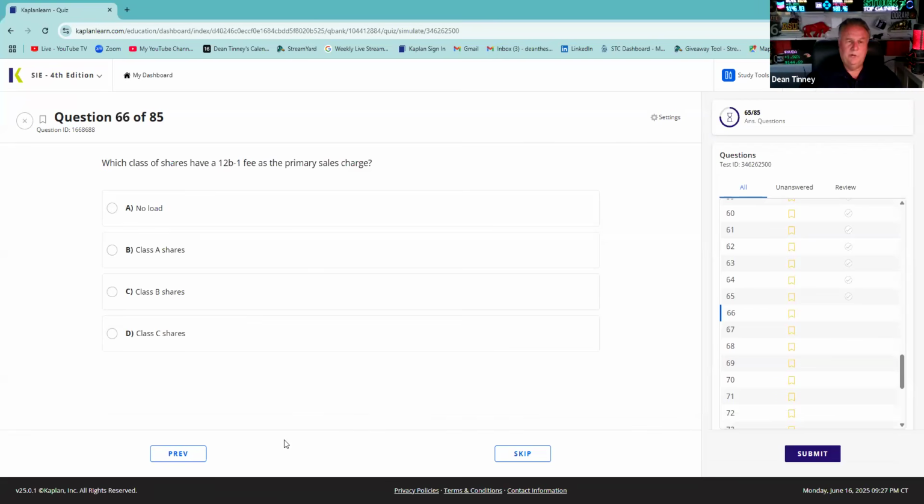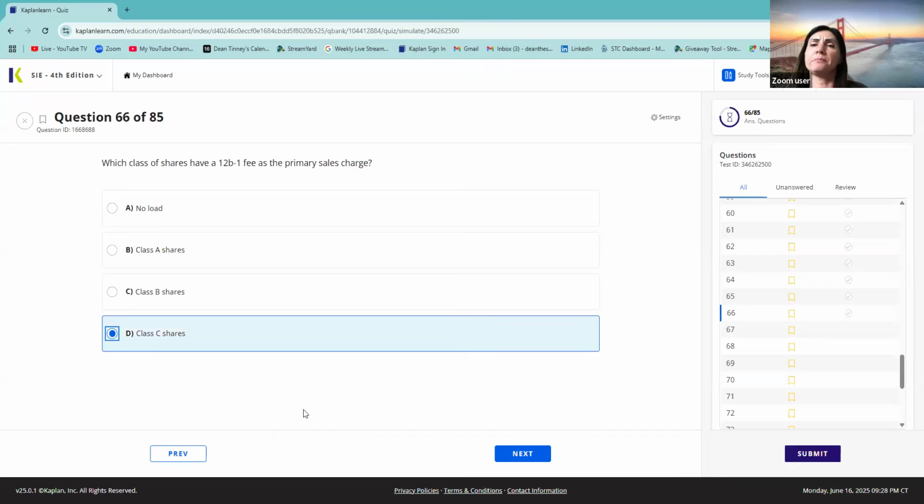What class of shares have a 12b-1 fee as the primary promotional expense? I'm thinking it's Class A. Well, no, Class A has the front-end load. Class A is the one that has the breakpoints and has a front-end load, no more than, very testable, 8.5%. And the B shares have a contingent deferred sales charge. And we just said that C shares are short term because of this fee. It never goes away. It's the C share. Right.